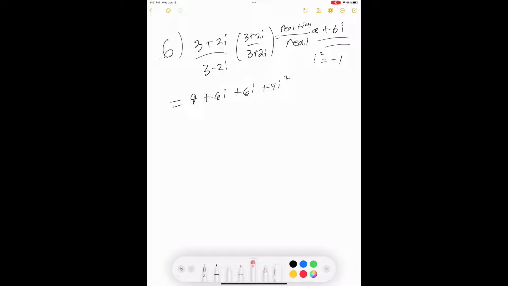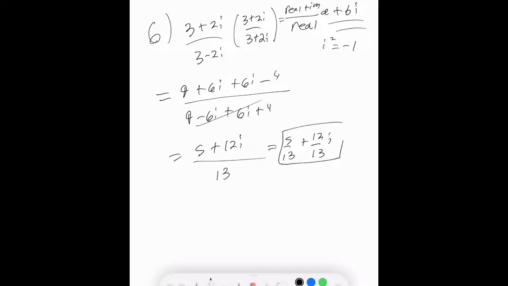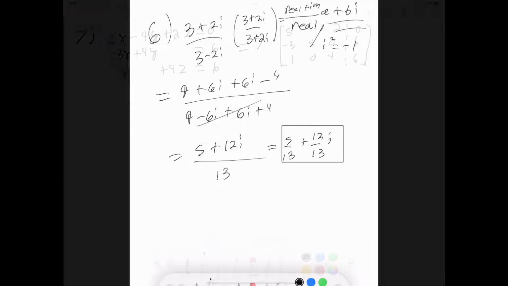We're going to get a real number plus an imaginary number in the top and a real number in the bottom. i squared is -1, so this is going to come out to 9 plus 6i plus 6i minus 4, right? That's going to be all over 9 minus 6i plus 6i minus 4i squared, which is going to go to plus 4, right? -1 times -1 is +1. Those -6i and +6i terms are going to cancel out, which is why we multiplied by the complex conjugate of the denominator. That's really what we're looking for, and this is going to give us 5/13 plus 12/13i, which is in a plus bi form and is our answer.